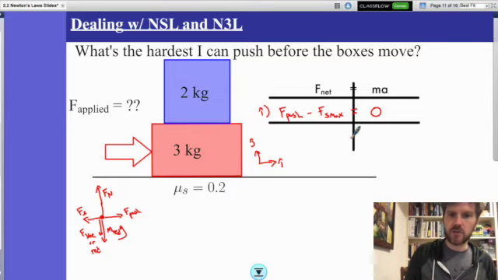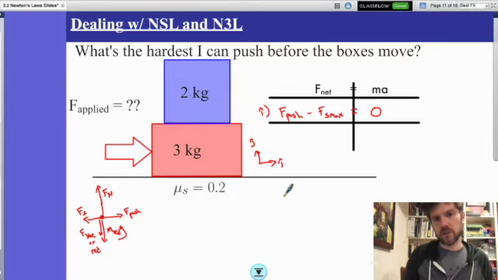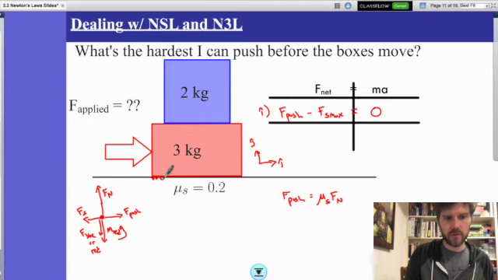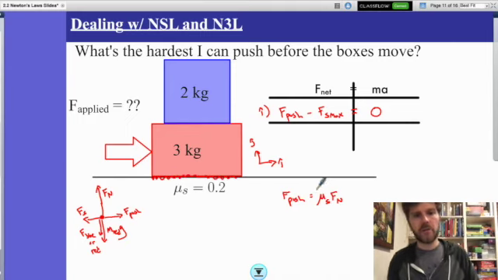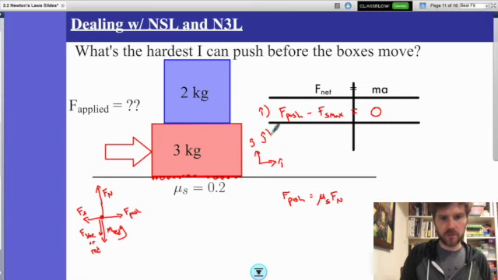In my j-hat, and so if we look at our i-hat direction, that means I want to push equal to the maximum static friction force. And we were just told that the maximum static friction force is equal to mu-s times the normal force between the box and the ground. So let's go find that by looking in my j-hat direction.